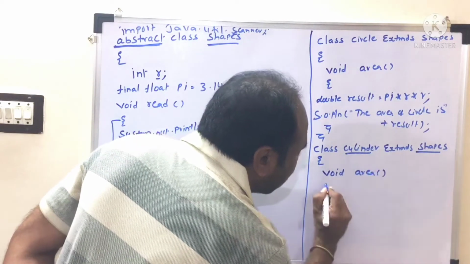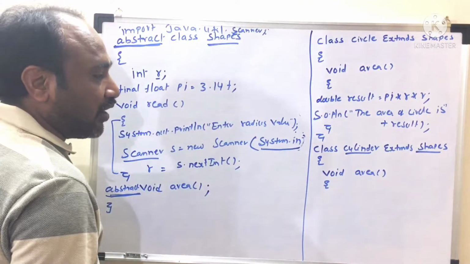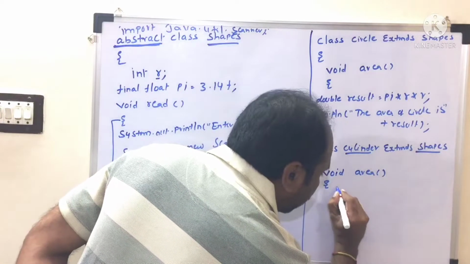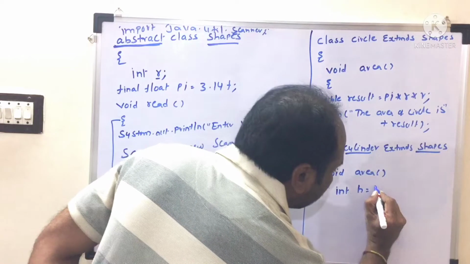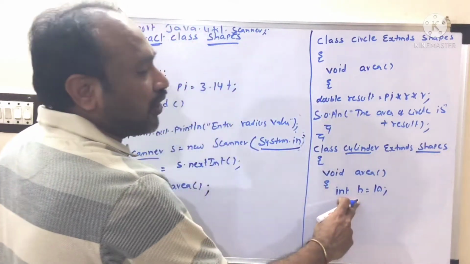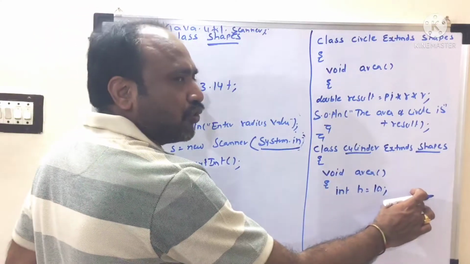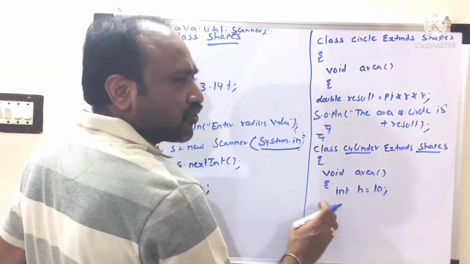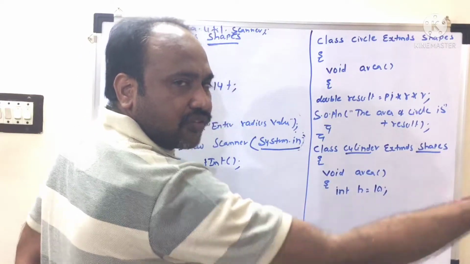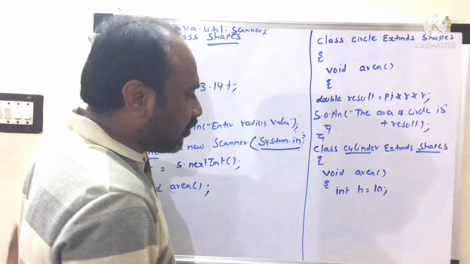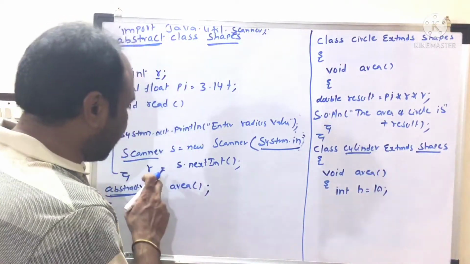Void area. I am having the pi value and r value, but I require one more value. What is that value? The h value. Int h equal to height value. Take some value, 10. Sir, I want to read this value from the user, so again Scanner s equal to new Scanner of System.in. System.out.println enter height value. Int h equal to s.nextInt, you can write it. Now I have the h value. Directly I am providing it, not reading from the keyboard like this.